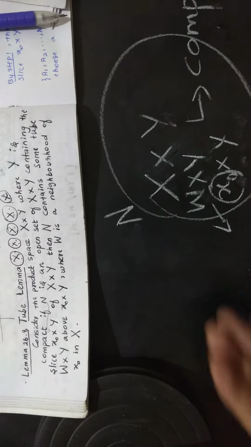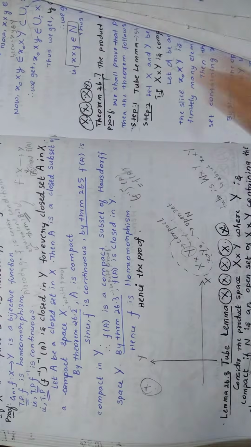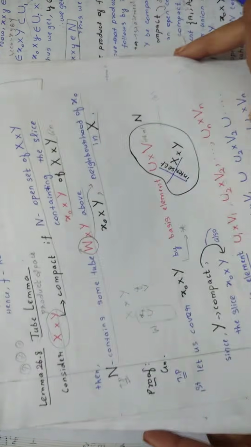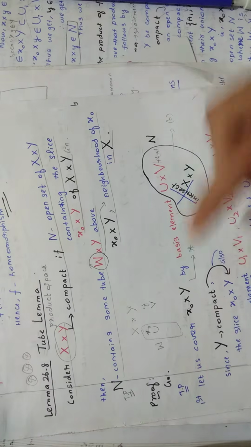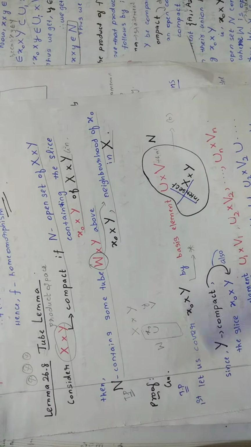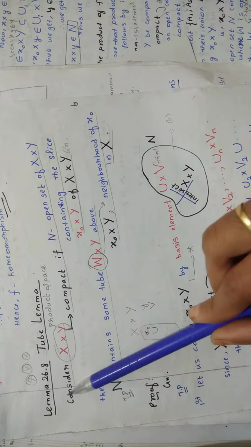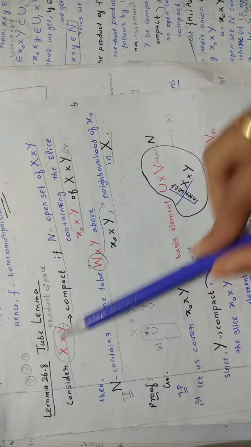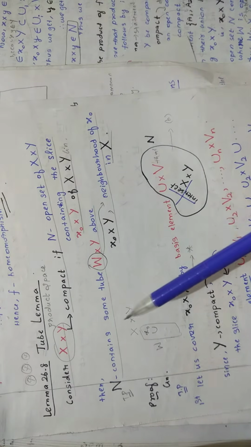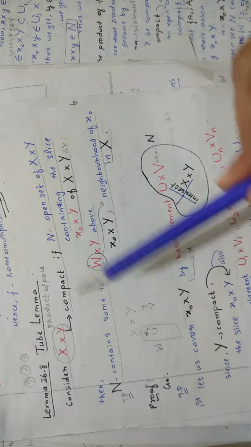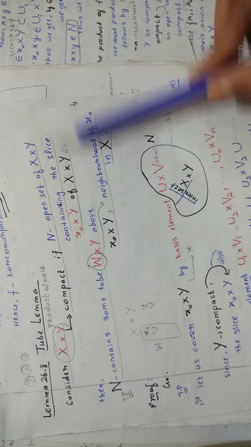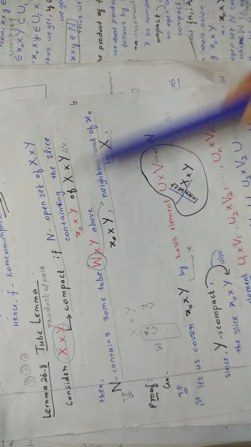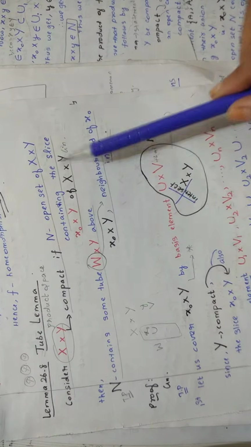Okay, now let us pass on to the proof of this tube lemma. This is a very important lemma in our topology. So here you can see the statement. Now in the proof, what you have to do is write the given first. Given, that is, from this to this: X cross Y is the product space, Y is compact, if N is an open set of X cross Y containing the slice. You have to write till this in your given.